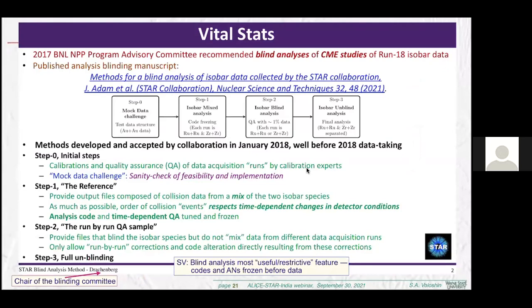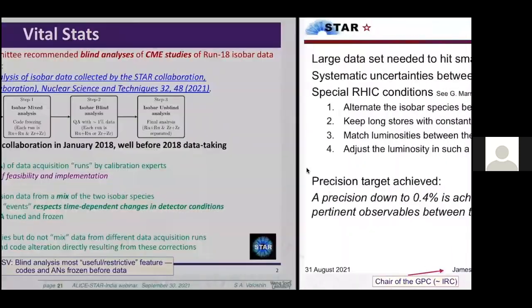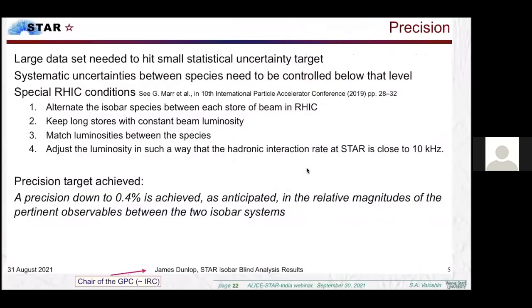From my personal point of view, the only useful or restrictive feature for all that was that the codes and analysis notes were frozen before any data came. So you have to identify exactly what you would measure. You provide the code. All other stuff was not much relevant. Also, it took a lot of work.